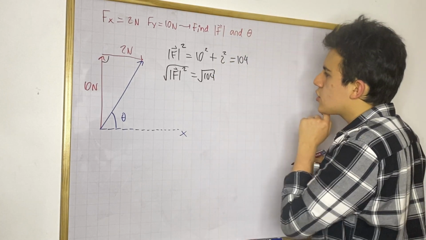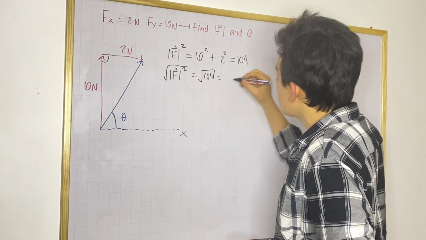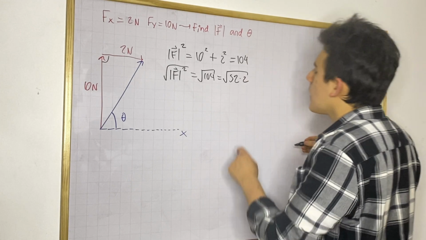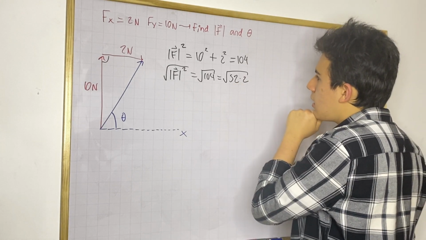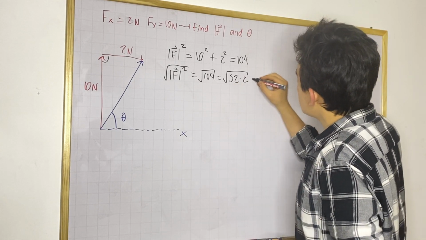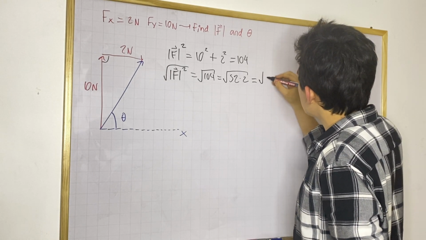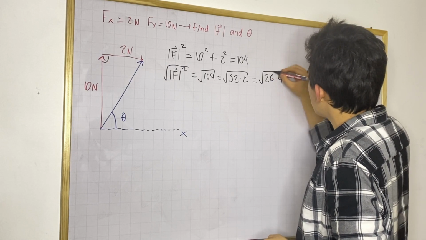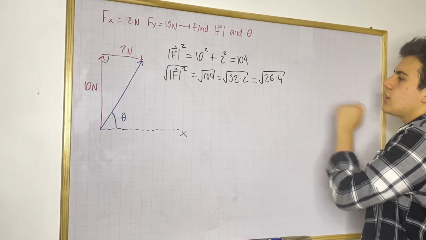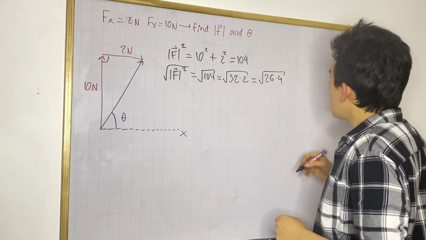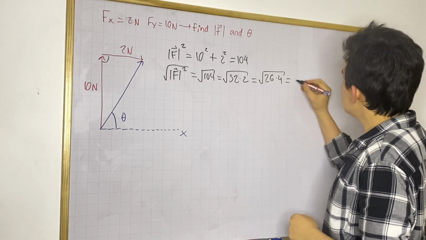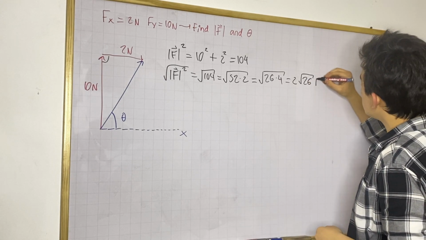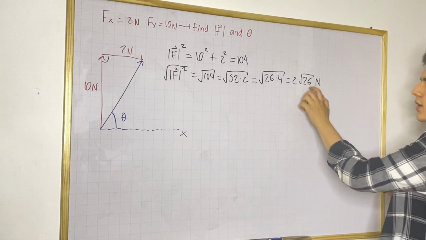And now let's see how much that would be. So if we have 104, that is the same as if we had 52 times 2, okay? This is the same as if we had 26 times 2 times 2, which is going to be 26 times 4. This is 13 times 2. Yeah, we can leave it like that. And this is just going to be 2 times square root 26, okay? And this is, of course, newtons. This is how much you get.